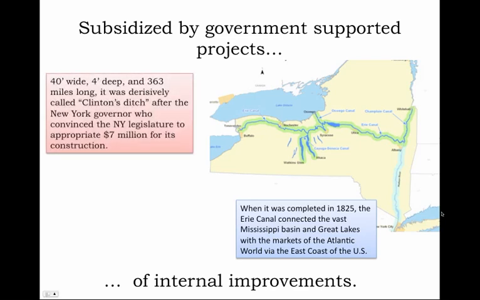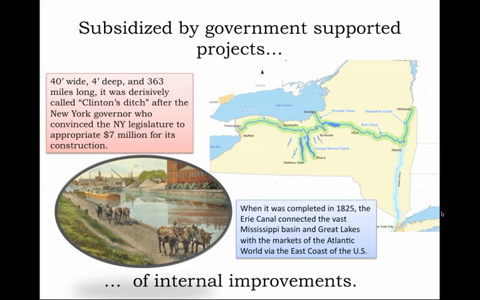40 feet wide and 4 feet deep and 360 miles long, it was derisively called Clinton's Ditch by its critics, after the New York governor who convinced the New York legislature to appropriate $7 million, an astronomical sum at the time, for its construction. And I tell you, the Erie Canal reminds us that from the very beginning of our nation's material development, government subsidy and government organization was central to the greatest economic prospects.